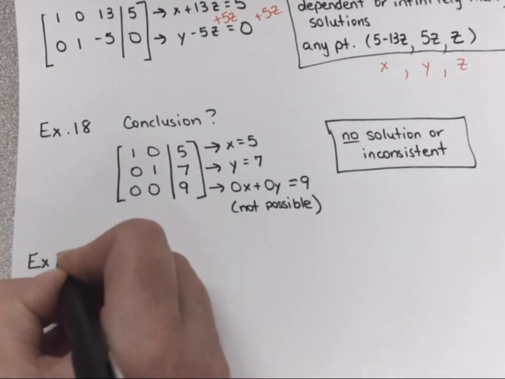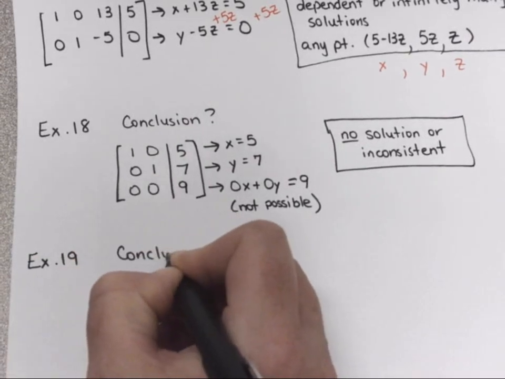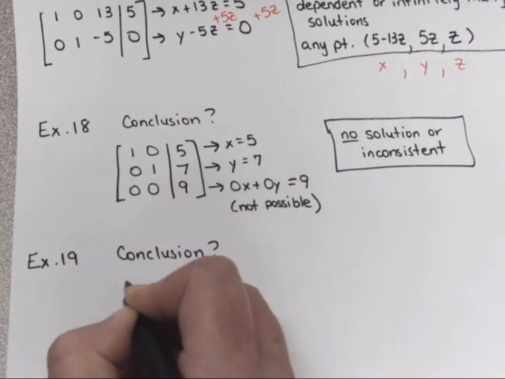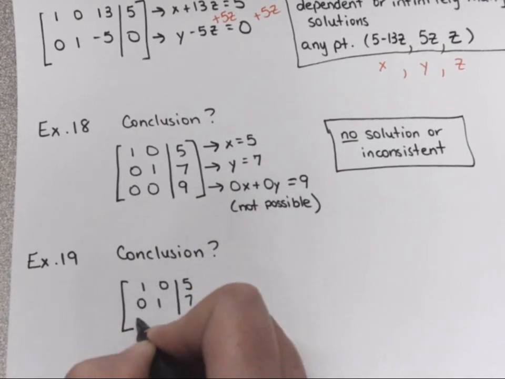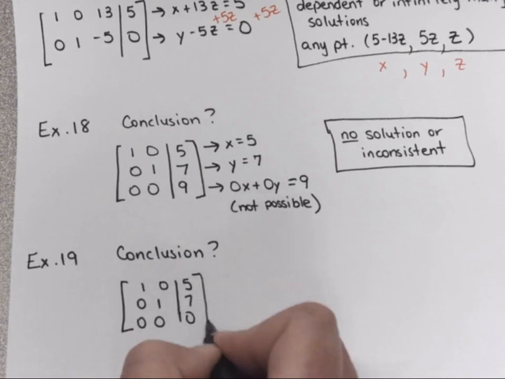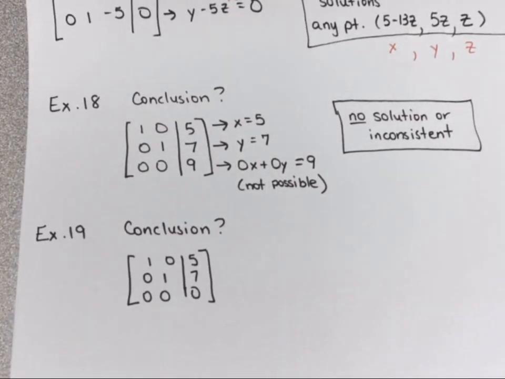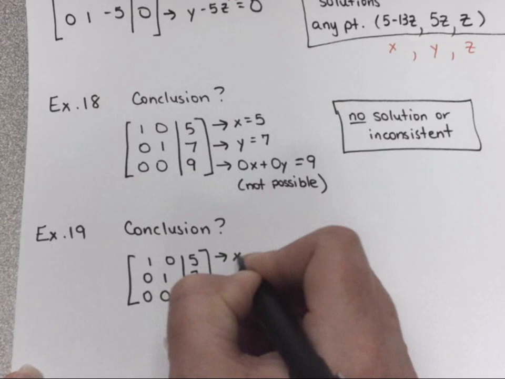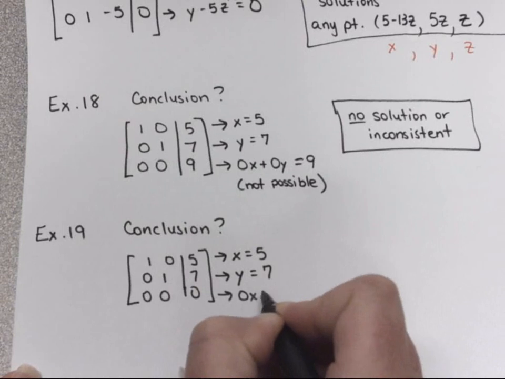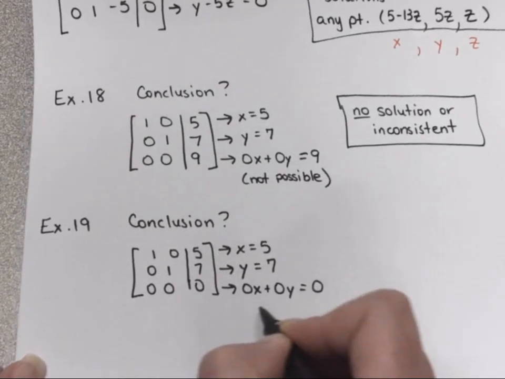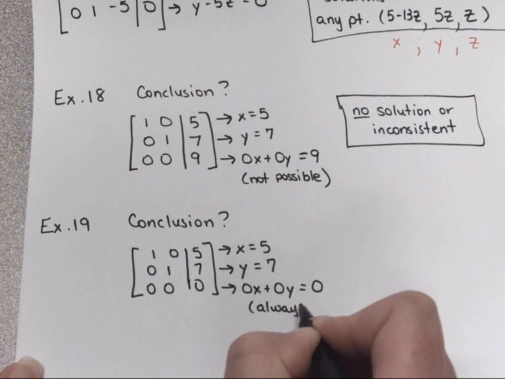But let's contrast that with this one. What if you were to get 1, 0, 5? I'm just going to keep the numbers the same, except the last row is 0, 0, 0. Before we jump and say this is infinitely many solutions, I don't think this one is, because it's not a perfect square. We get the same things for rows 1 and 2 that we did in the previous example. But the last row, we get something that's not impossible, but what? It's actually always true.